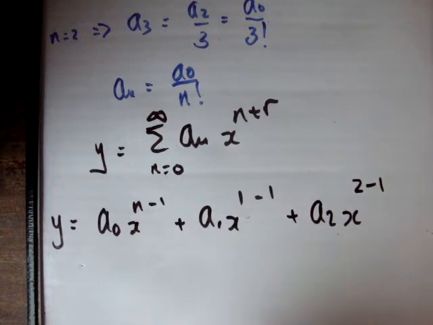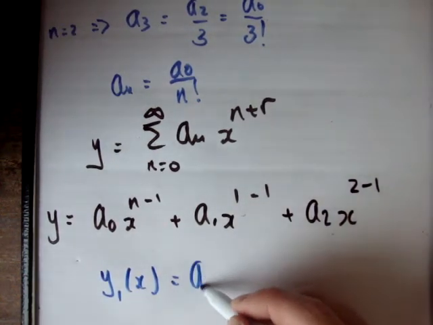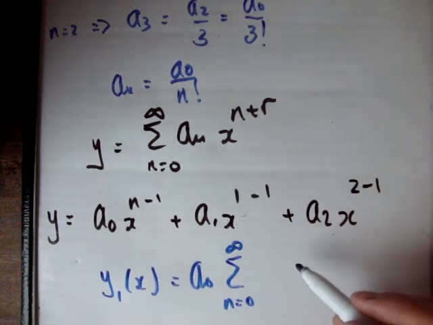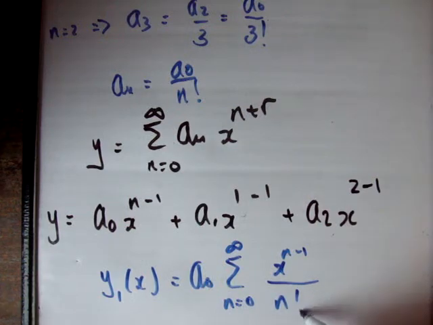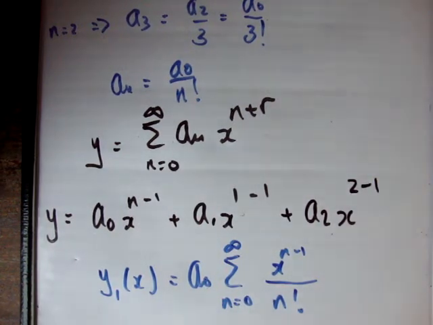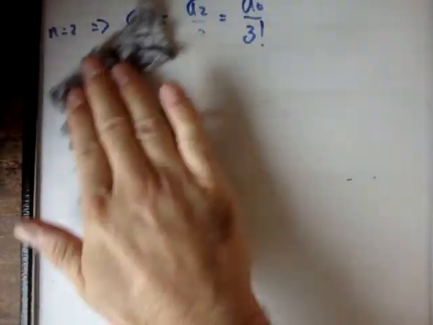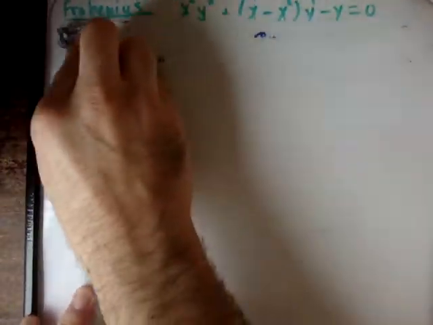So the last thing I'm going to say here is that the first solution, y1 of x, is equal to a0 times the sum from n is equal to 0 to infinity of x to the n minus 1 over n factorial. That is our particular solution, y1. And that's very straightforward stuff. So let's just do our particular solution, y2.